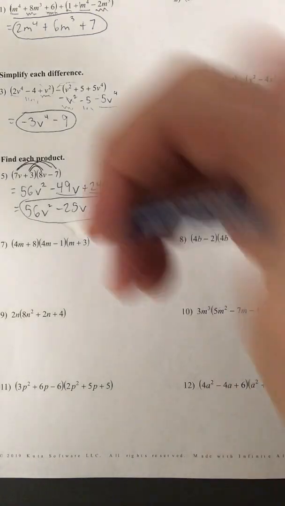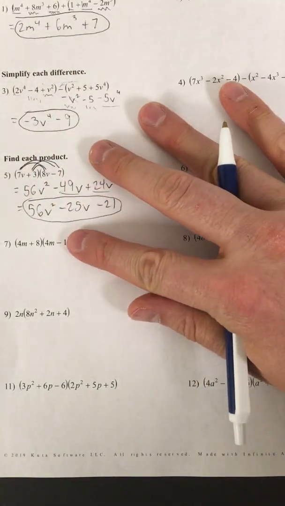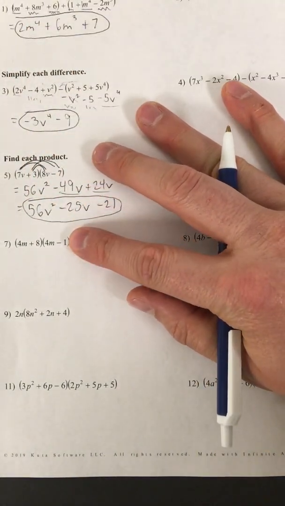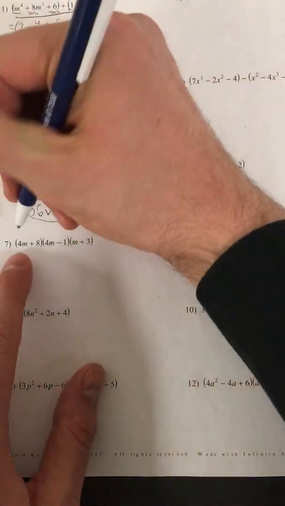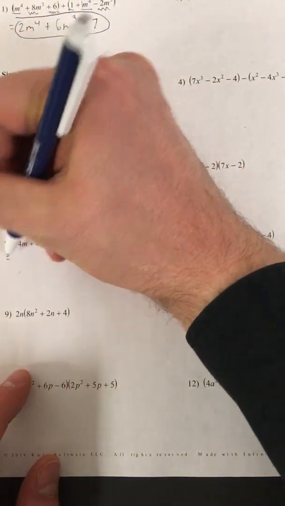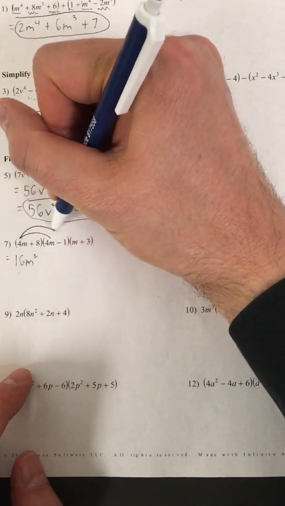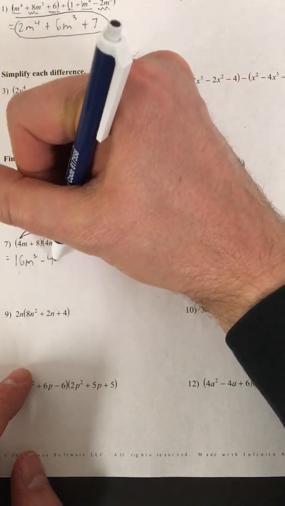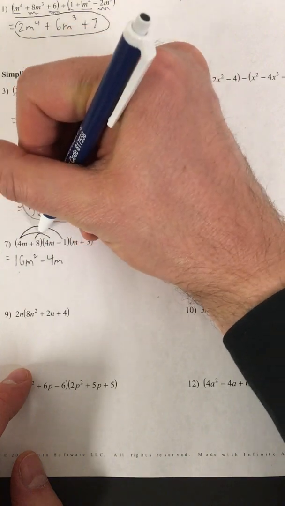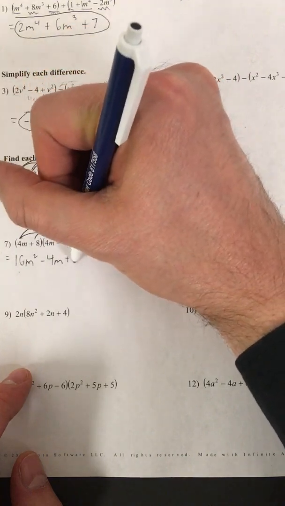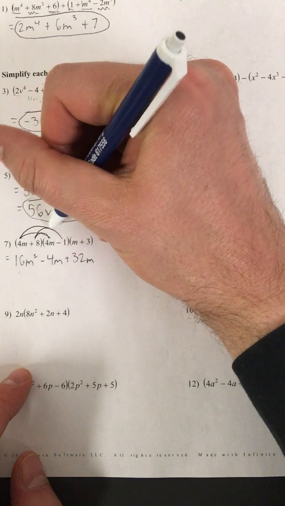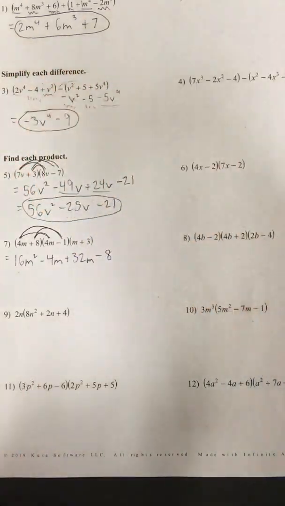Okay, so when I do this, I'm just going to work the first 2. I'm going to ignore that m plus 3 for now. Let's just work the first two out. 4m times 4m is going to be 16m squared. And then 4m times negative 1 is going to be negative 4m. And then 8 times 4m, that's plus 32m. And 8 times negative 1 is going to be negative 8.